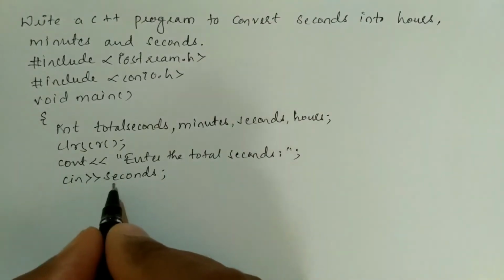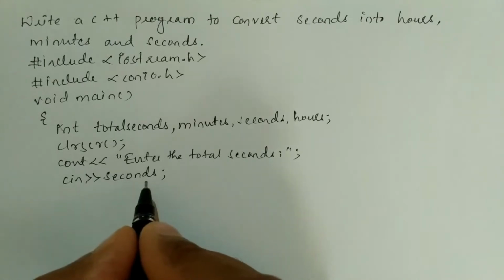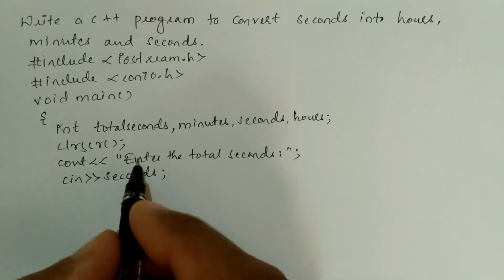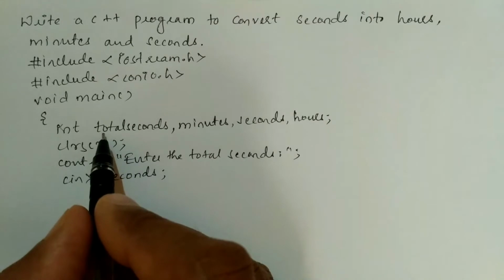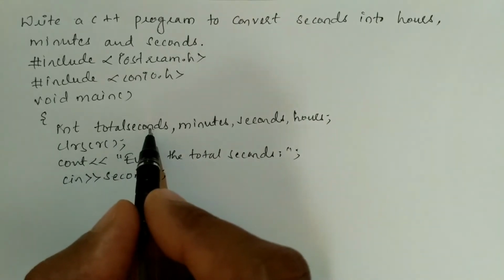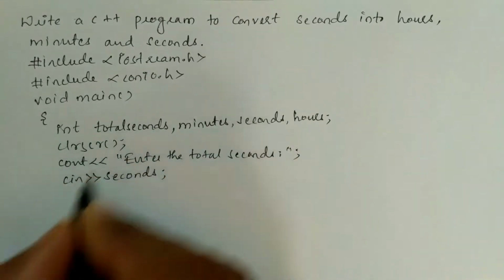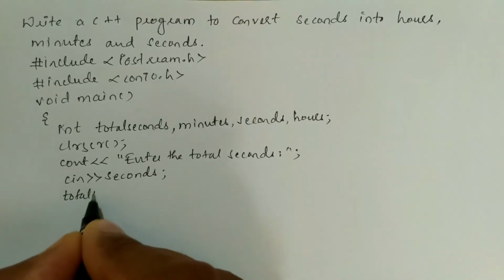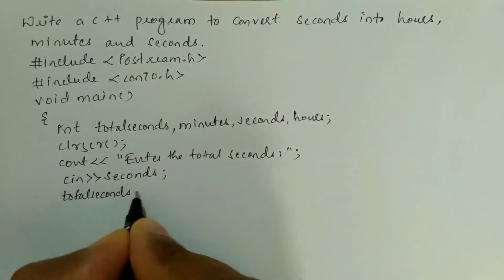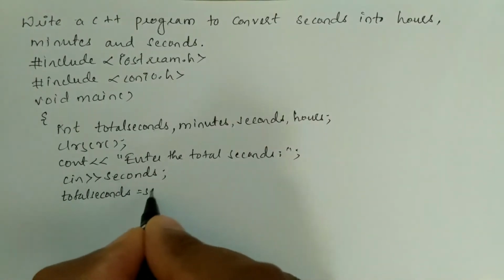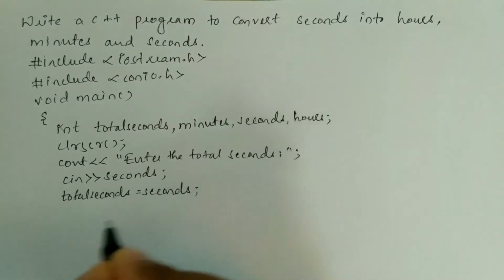So here the original seconds entered by the user has to be kept intact in one more variable called total seconds. Okay, so for that I'm going to write total seconds is equated with value stored in the variable called seconds.